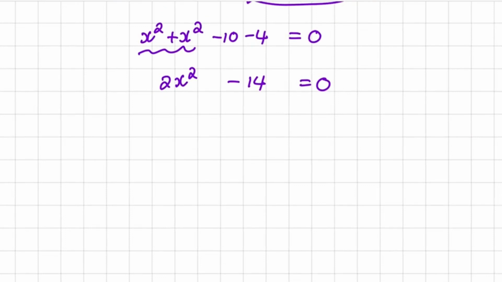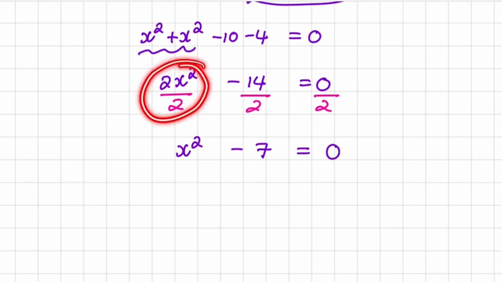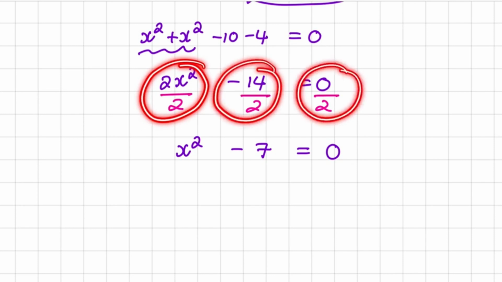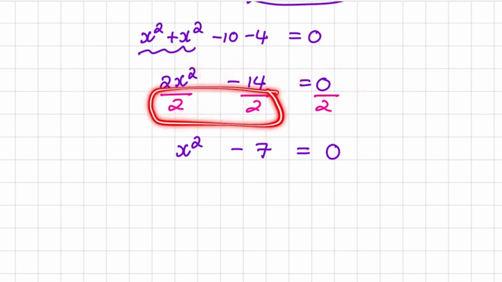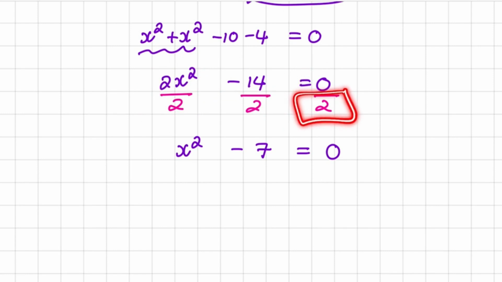What I can see here is I have a common term of 2. So I can divide everywhere by 2. If I divide 2x squared by 2, I have x squared. And then minus 14 divided by 2 is minus 7, equal to 0, which is the result of 0 divided by 2. Can you see that I applied the same calculation to all the terms on the left and to all the terms on the right?